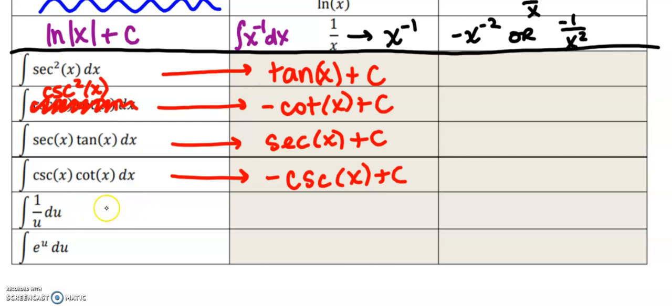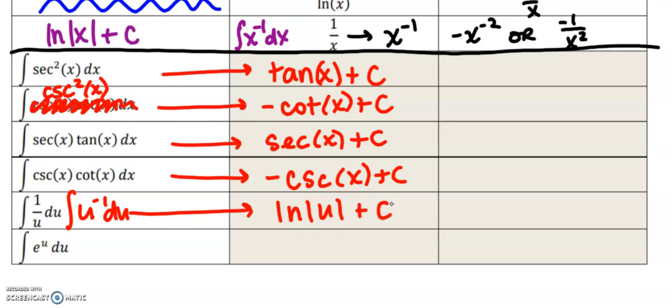The antiderivative of 1 over u, remember that could be written as u to the negative first. Haven't done calculus yet, but then the power rule fails us, so this is kryptonite. We end up with the natural log of absolute value of u. The antiderivative of e to the u, because this expression in the exponent perfectly matches that variable of integration, we can just say that becomes e to the u plus c. All right, so there's your chart of a lot of facts going on.